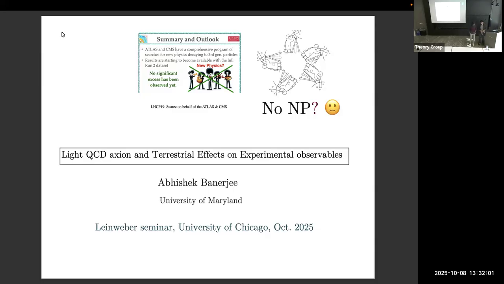Great, great. Okay, I think everyone's here, so let's go ahead and get started. Welcome. We're very happy today to have Abhishek visiting us from Maryland to tell us some stuff about QCD Axions. Please take it away.